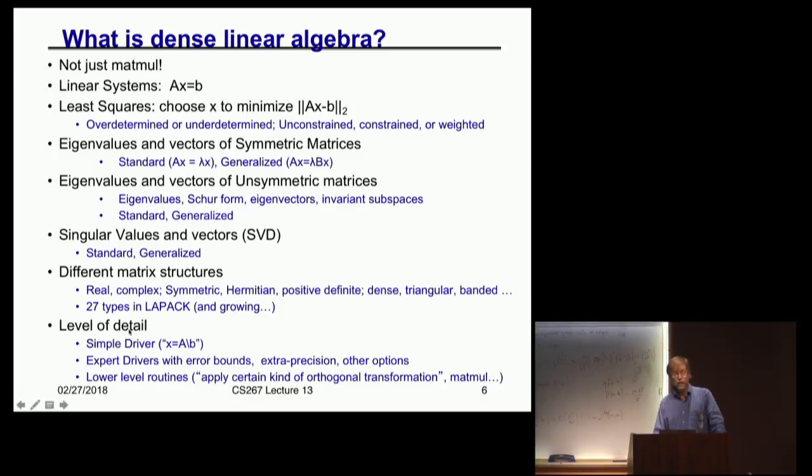And then, of course, there are different levels of detail. The simplest thing you can do is just say, please solve it for me, type A/B, but there are many other layers that people use too. You might want error bounds. You might want to use extra precision in order to get a slightly more accurate answer. And then there are all these different layers underneath it, like, please apply certain kinds of special transformations that everything is built on top of.